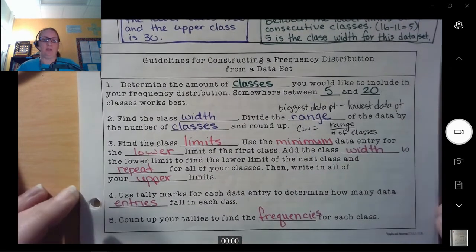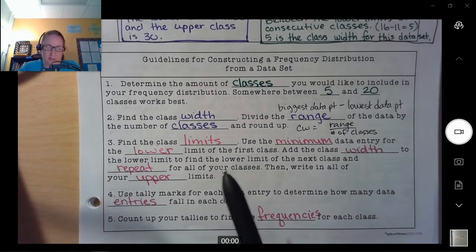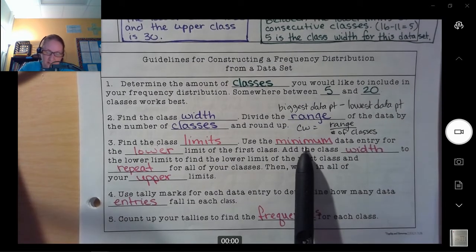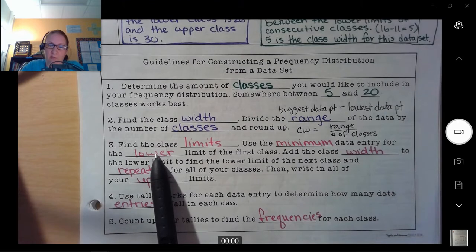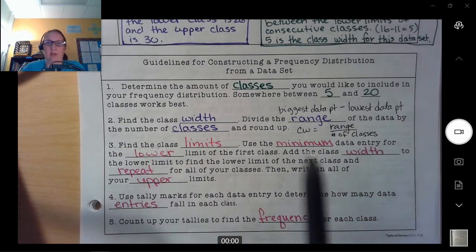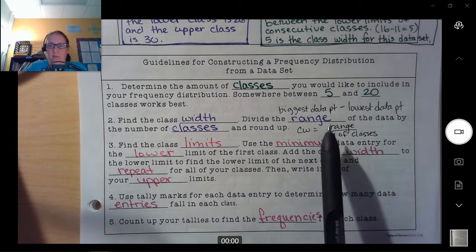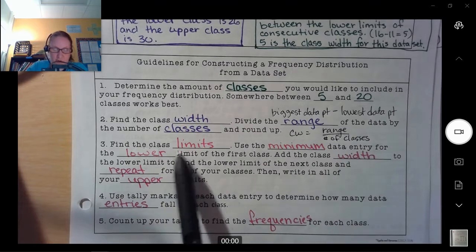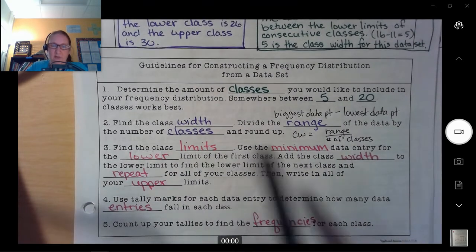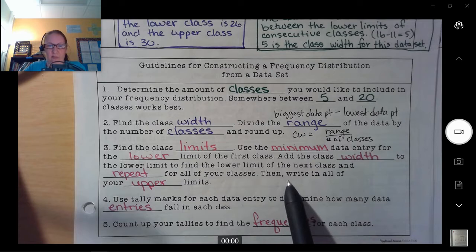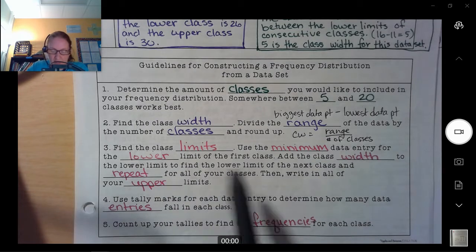Okay? So then you want to find the limits. The limits are the minimum data point, which is where your lower point of your first class will be. And then you will add your class width, that number you just found a minute ago, to that lowest data piece. Okay, and I will demonstrate this whole setup as we go.